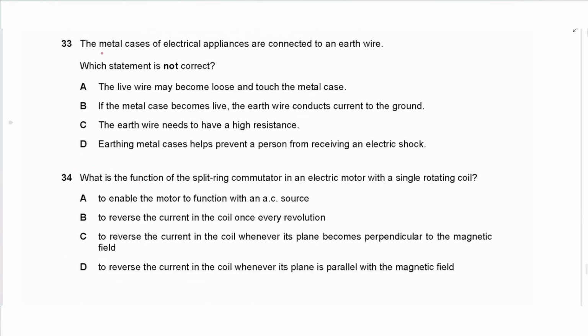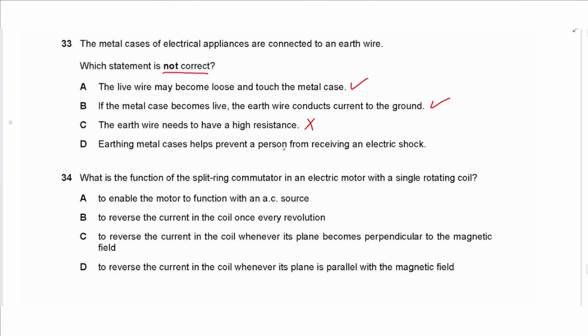Question 33 says the metal cases of electrical appliances are connected to an earth wire. Which statement is not correct? The live wire may become loose and touch the metal case. That can happen if the metal case becomes live. The earth wire conducts current to the ground. That is correct. The earth wire needs to have a high resistance. No, it actually needs a low resistance, so it will create a large current that will blow a fuse.